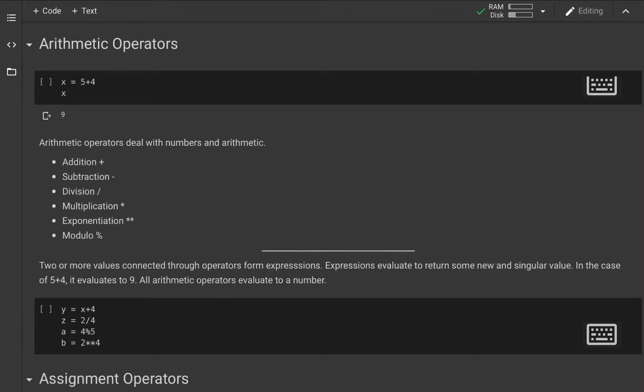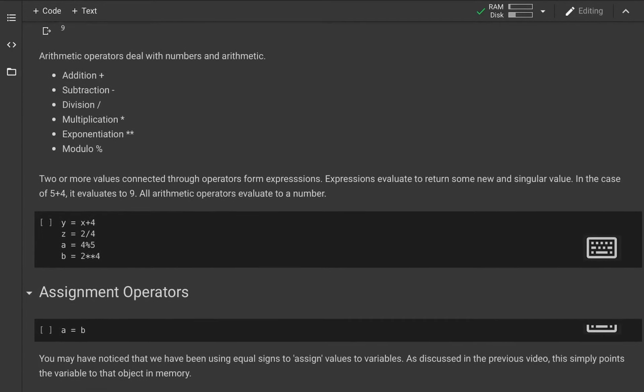But what you need to understand is that these expressions evaluate. And now this is a very important concept. So whenever you have an expression like 5 plus 4, it evaluates to a single value. So 5 plus 4 evaluates to the value 9. 5 plus 4 equals 9. So the Python interpreter will look at this expression, evaluate it, and then assign x to that value. And this is done with almost all operators. They essentially will evaluate and return a singular value.